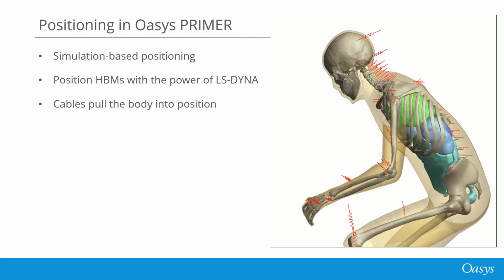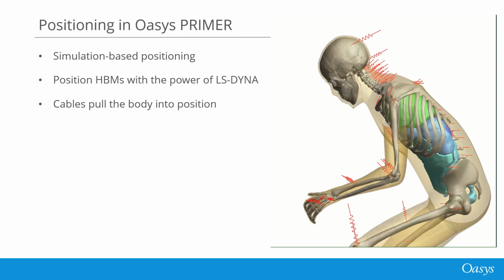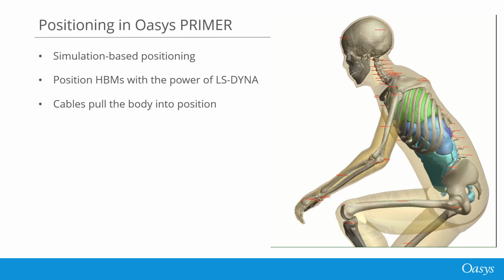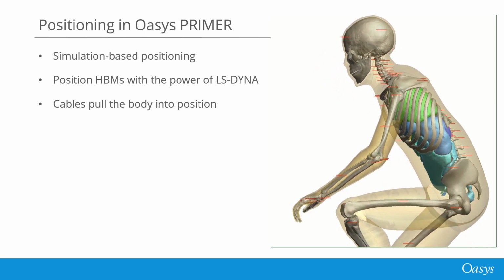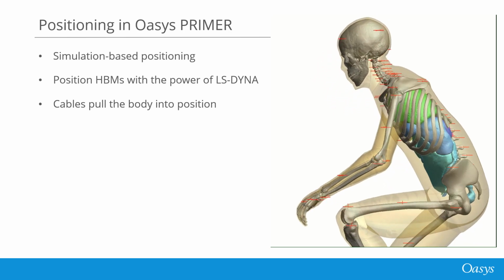Primer's simulation-based method uses cables to pull body parts into position during an LS-DYNA analysis. This method has been used for dummy models for many years, and now over 60 companies worldwide use Oasys Primer for human body model positioning.